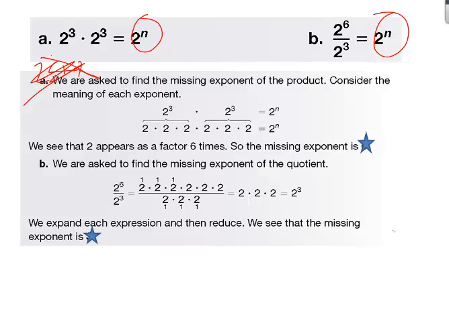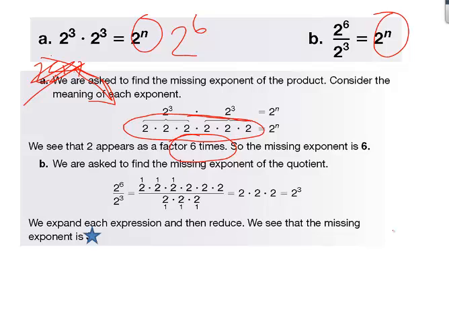In the first example here of A, we're asked to find the missing exponent. 2 to the third means 2 times 2 times 2. And 2 to the third means 2 times 2 times 2. So how many 2's do we have all together? All right, we have 6 of them. So the answer up here would be 2 to the 6th power.